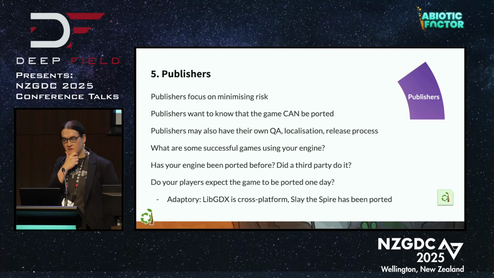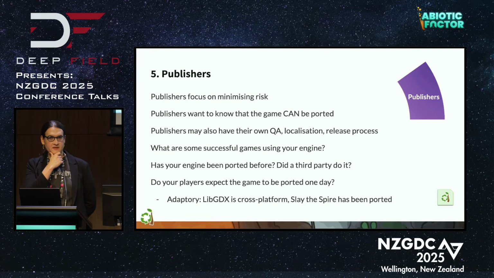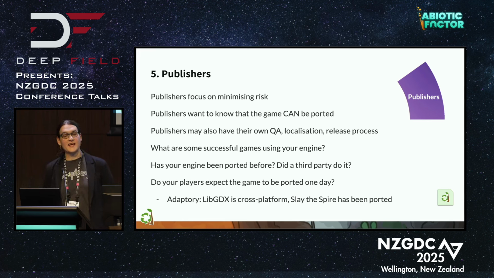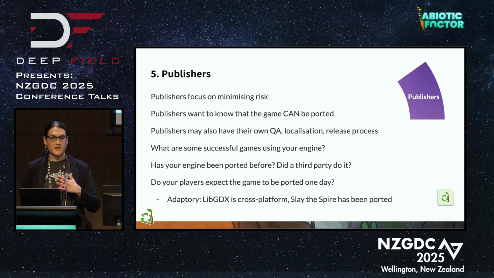So in the middle of last year, we were successful in signing with a publisher called Indie.io, and they are there to help out with marketing support as well. And in my process in looking for a publisher, I found that publishers focus entirely on minimizing risk. They want to know that your game can be ported. It might not be ported. It might always stay on PC, but they want to know that it can be ported. As soon as you talk with a publisher and they know that you have a path to be able to go to Switch, for example, they feel a lot better.